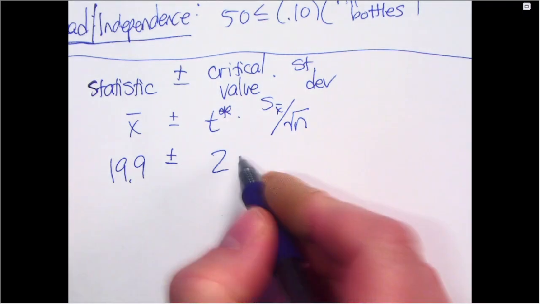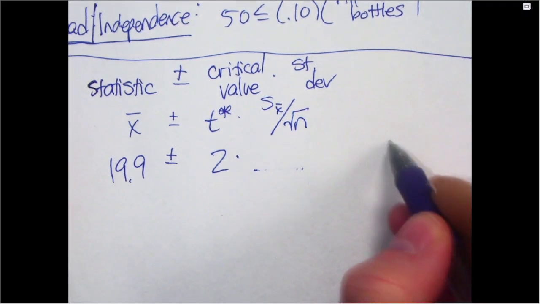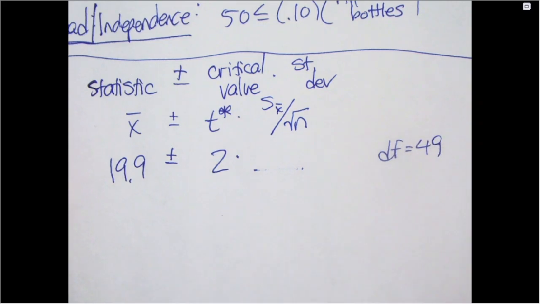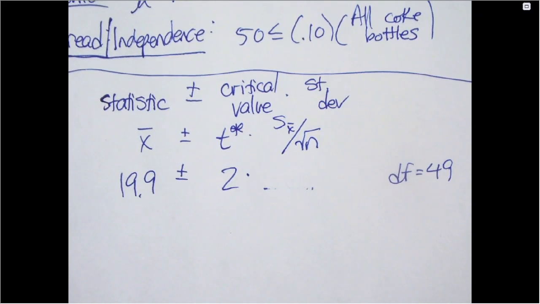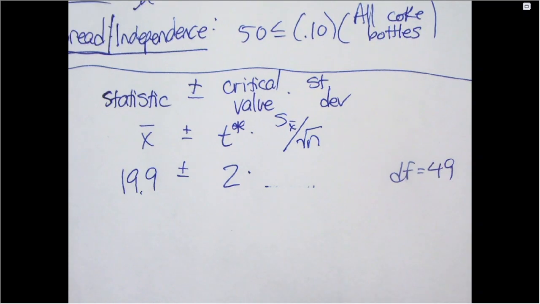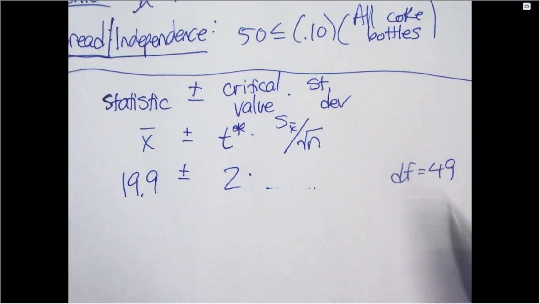When you write that, I'm still going to leave room for the standard deviation, but off to the side I'm going to write degrees of freedom equals 49. I'm telling the person grading it, I know what I'm doing. I know I use degrees of freedom. I know what it is. And then we fill in the standard deviation from our sample, which was 0.2.